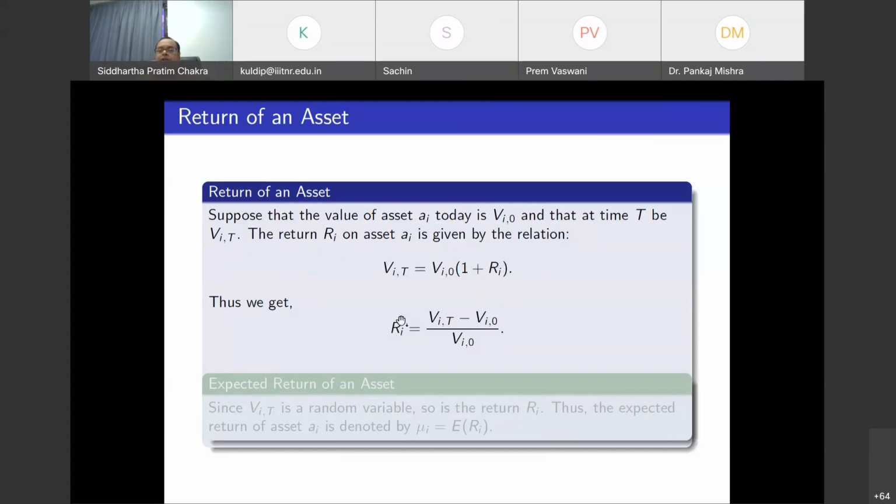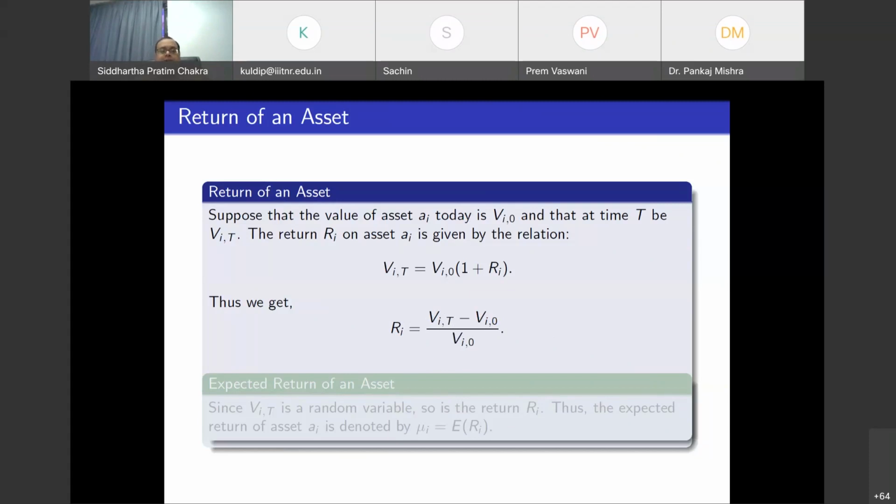Or solving this, you can get the return to be (V_iT minus V_i0) over V_i0, which is a standard notion of return: the final price of the asset minus the initial price of the asset divided by the initial price of the asset. Now, obviously, this is basically a ratio, and if you multiply it by 100, then you get the return in terms of percentage. So if R_i turns out to be 0.05, then the return is 0.05 times 100, which is equal to 5%.